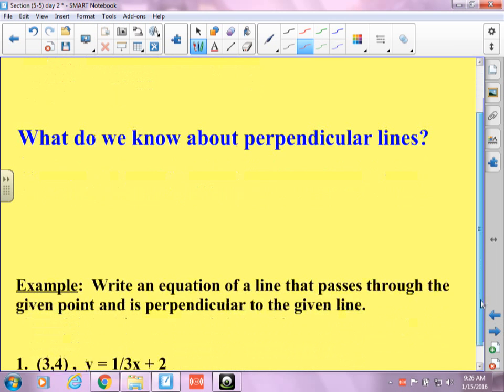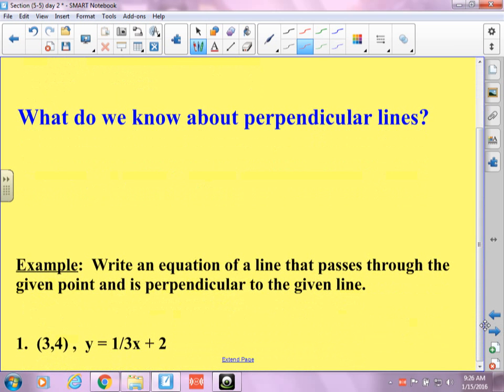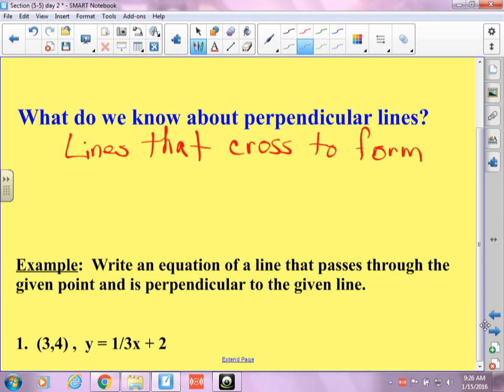What do we know about perpendicular lines? They cross to form 90-degree angles. Excellent. So lines that cross to form 90-degree angles.